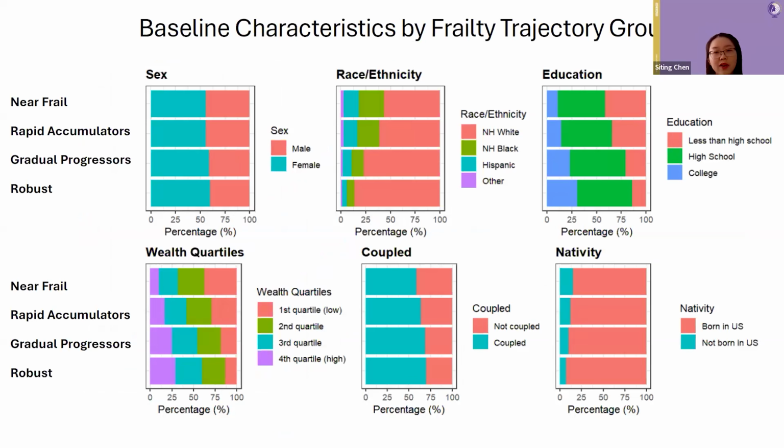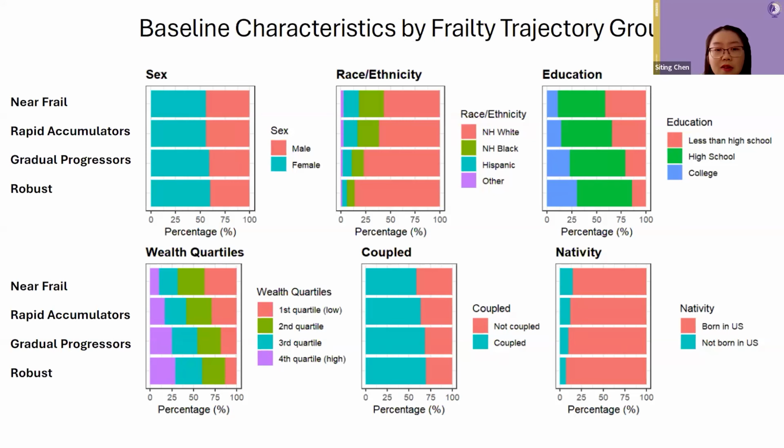Then we look at the baseline characteristics by frailty trajectory group. These figures show the proportions of different categories of sex, race and ethnicity, education, wealth quartiles, couple status, and nativity across the 4 identified trajectory groups. You can see from the figure that the gradual progressors and robust group has a higher proportion of non-Hispanic white people. The near-frail and rapid accumulators has a higher proportion of non-Hispanic Black and Hispanic people.